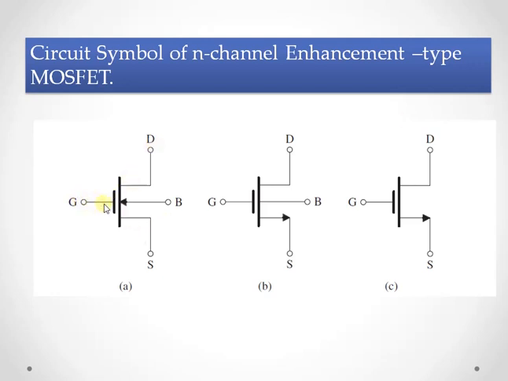Next is the circuit symbol of the N-channel enhancement type MOSFET. If you observe in figure A, the spacing between the two vertical lines that represent the gate and the channel indicates that the gate electrode is insulated from the body of the device.